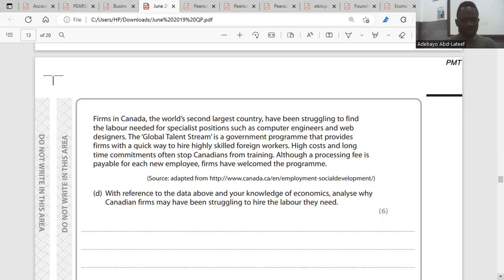Also, Canadians for training. Also, a processing fee is available for each new employee. Firms that welcome the program.